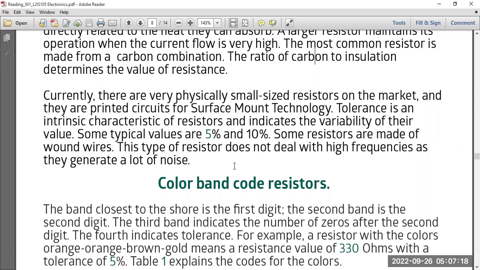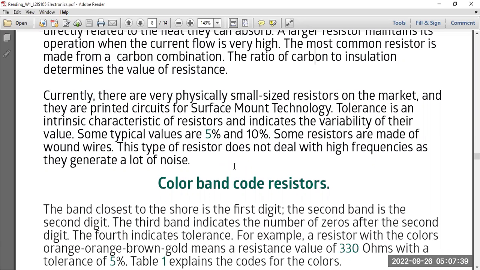Tolerance is an intrinsic characteristic of resistors and indicates the variability of their value. Some typical values are 5% and 10%. Some resistors are made of wound wires. This type of resistor does not deal with high frequencies as they generate a lot of noise.